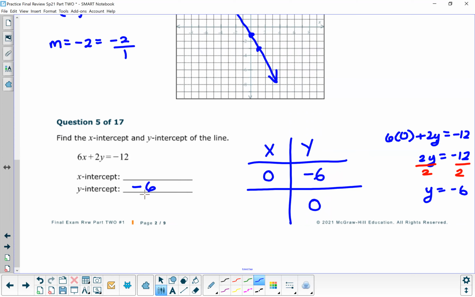All right, now let's plug in 0 for y. So we have 6x plus 2 times 0 equals negative 12, which means we have 6x equals negative 12. Divide both sides by 6. So we have x is equal to negative 2. So our x-intercept is negative 2.